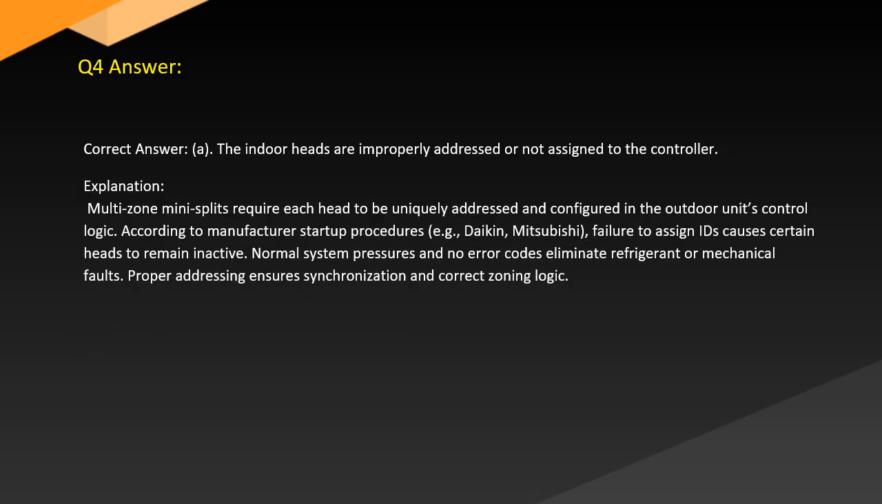Answer. Correct answer: A. The indoor heads are improperly addressed or not assigned to the controller. Explanation. Multi-zone mini-splits require each head to be uniquely addressed and configured in the outdoor unit's control logic, according to manufacturer startup procedures, e.g. Daikin, Mitsubishi. Failure to assign IDs causes certain heads to remain inactive. Normal system pressures and no error codes eliminate refrigerant or mechanical faults. Proper addressing ensures synchronization and correct zoning logic.